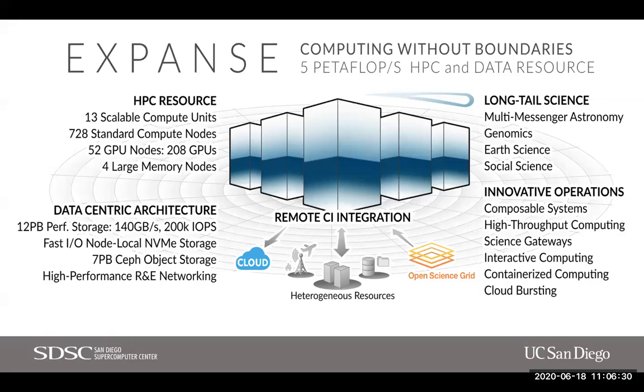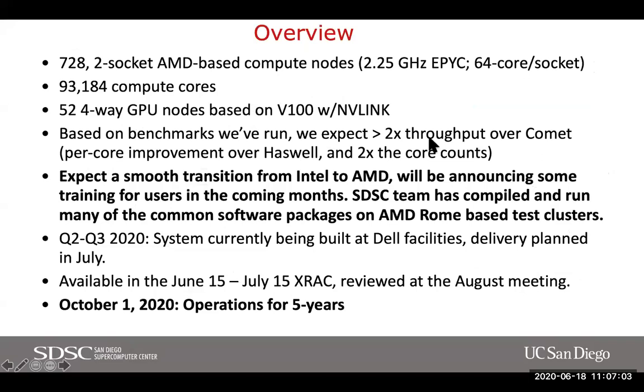And in terms of what we are aiming this at, it's continuing what we did on Comet with the long tail of science support for a wide variety of scientific domains. Some of the innovative things we want to add on top of the existing science gateways and high throughput computing support that we already have is to have the options of cloud bursting and composable systems. And I have a slide on each of those.